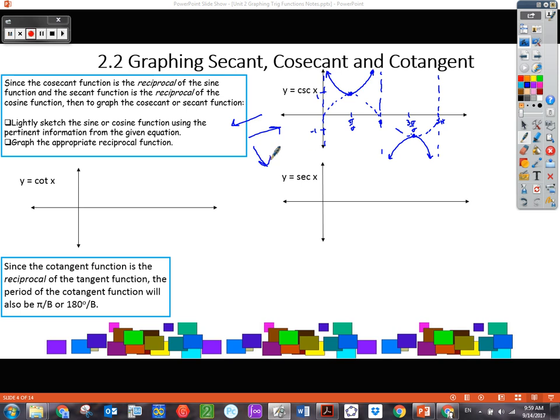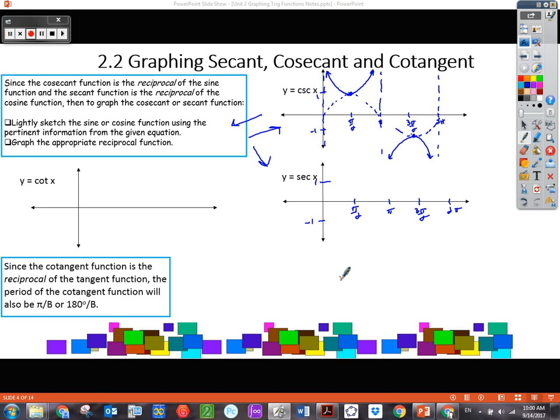So let's do the same technique for secant. We're just graphing the parents right now. My numbers along my x-axis are the same as cosine's: the pi over 2, the pi, the 3 pi over 2, and the 2 pi. Again, my y values are the same, I have the 1 and the negative 1. Now I'm going to lightly dotted-line my cosine graph.